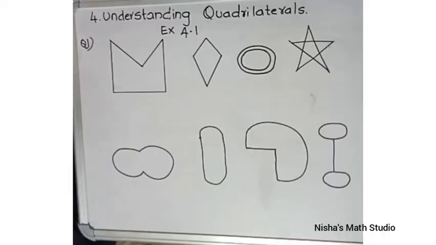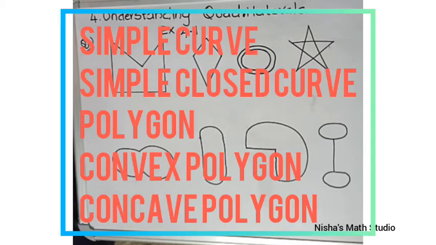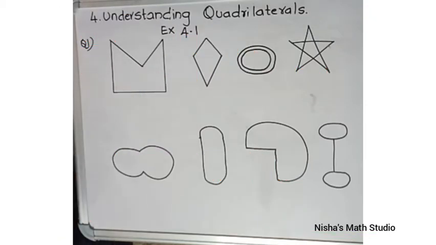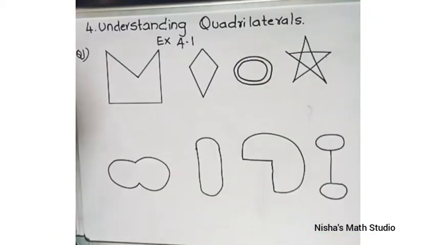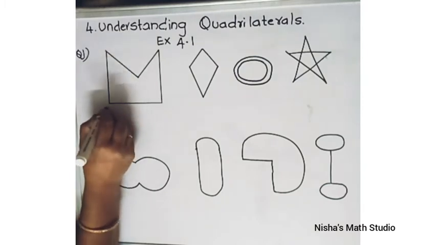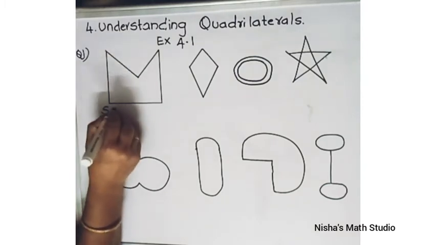Let's begin with question number 1. There are some figures given. We have to classify them as simple curve, simple closed curve, polygon, convex polygon and concave polygon. Let's see the first figure. This is a simple curve. So I'll write it as SC for simple curve.